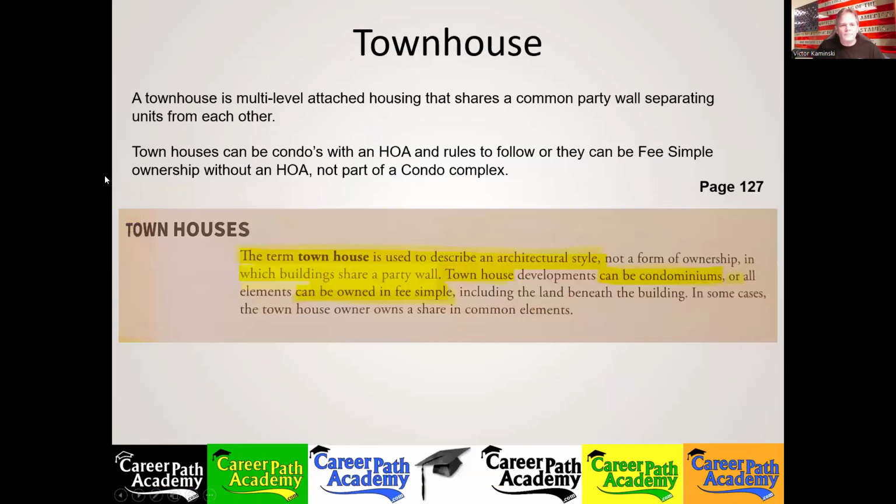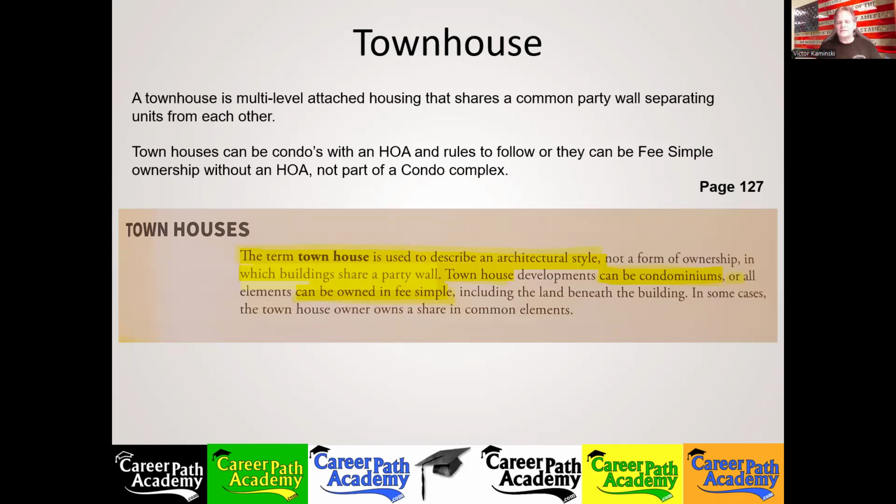Okay. So a townhouse, what is a townhouse? It's an architectural style. It's multi-level attached housing. So you've got units on the left of you, on the right of you, you've got units that are attached. There's a party wall that separates those units, but it's multi-level attached housing. Sometimes they have a garage under it too. But that's what the architectural style of a townhouse is.